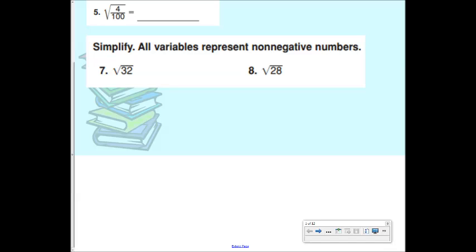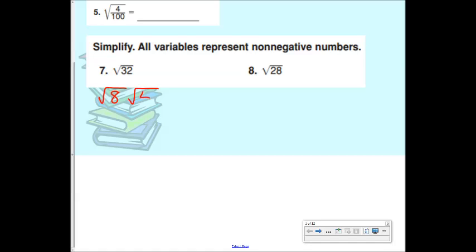Well, we can't do it right away, right? Because 32 is not a what? Perfect square. So we want to basically break it down into factors, but we want one of the factors to be a perfect square, right? So what can you break 32 down into? 8 times 4. You could do 8 times 4, so we can do it that way.